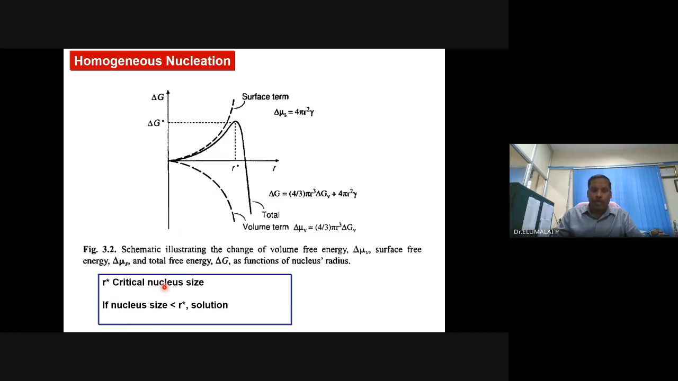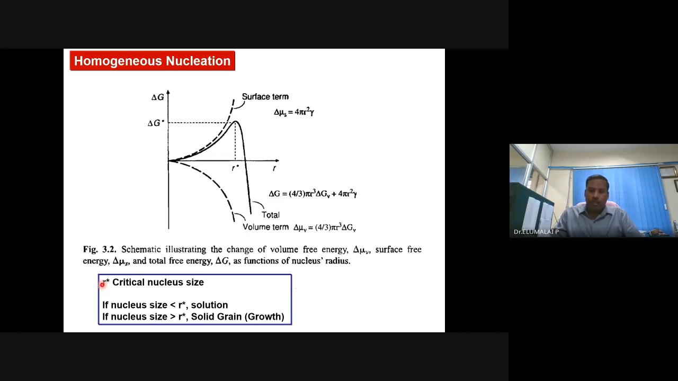If the nuclei size doesn't reach R star, the reactant will remain in solution only. Gold ion will remain as a gold ion only. It will not precipitate as a gold metal atom. But once the critical nuclei size is reached, several such nuclei will combine together and make a precipitate. This is the basis. I think this much is enough.